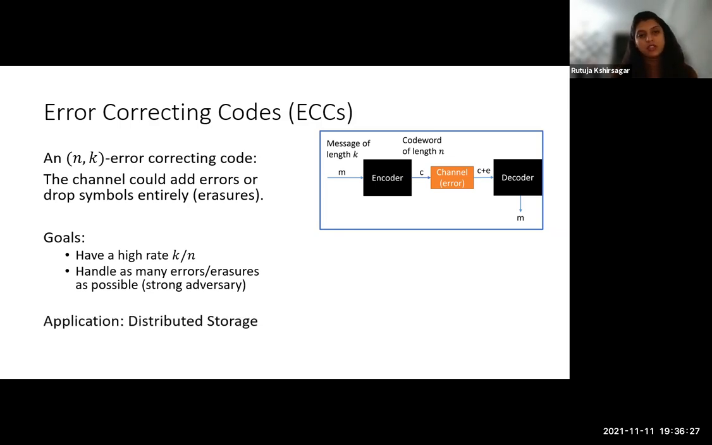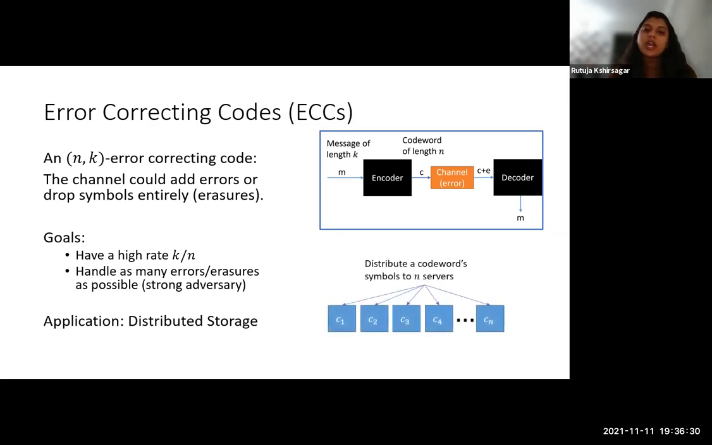One such application is distributed storage. So say we have some file that we wish to save over several servers. Such a file can be encoded using an error correcting code, and then each code word symbol can be saved at a different server. So now if some of the servers fail, they can access the other servers and retrieve this partial information, and therefore the file can be retrieved.